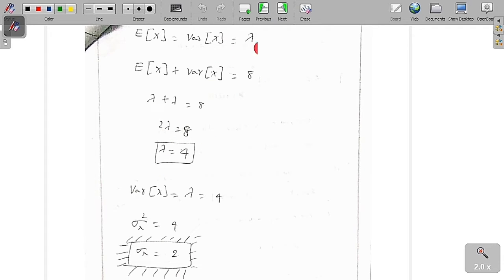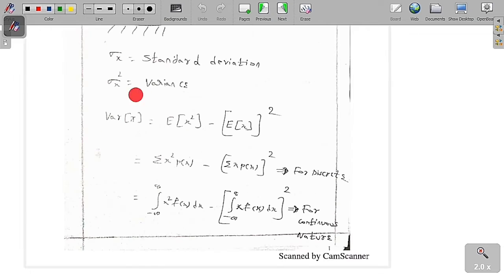But what is the variance of x? It is equal to lambda, so lambda is equal to 4. Variance is equal to sigma x squared. Sigma is called the standard deviation and the square of the standard deviation is called the variance. So sigma x squared is equal to 4, so sigma x is equal to 2. So 2 is the standard deviation the question is asking for, and sigma squared is the variance.